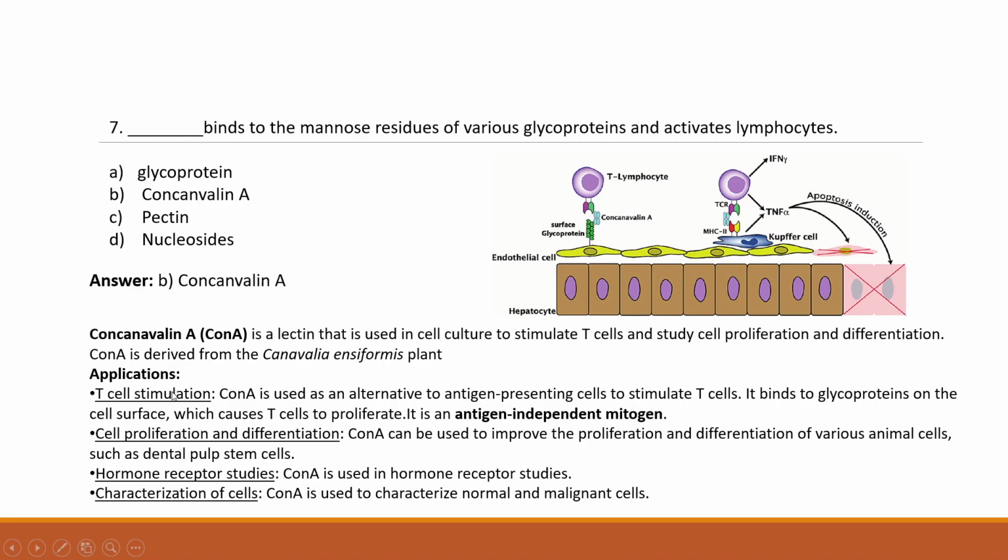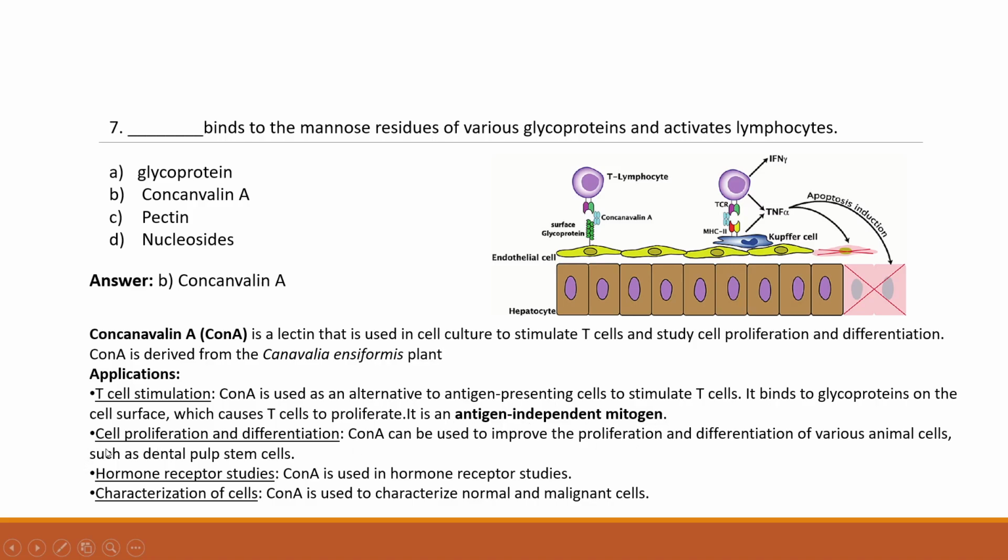A few of the applications of Con A are written here. One is T cell stimulation. Con A is used as an alternative to antigen presenting cells to stimulate T cells. It binds to glycoproteins on the cell surface, which causes the T cells to proliferate. It is an antigen independent mitogen.